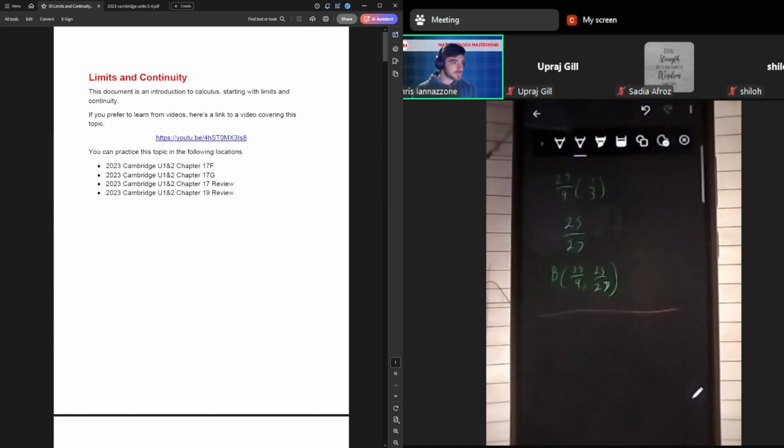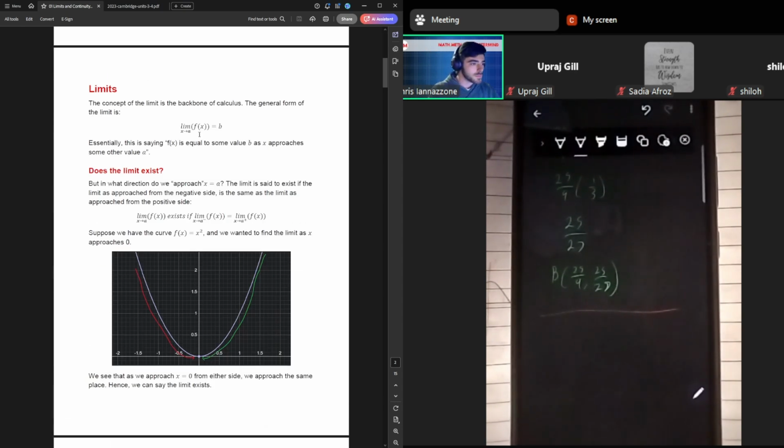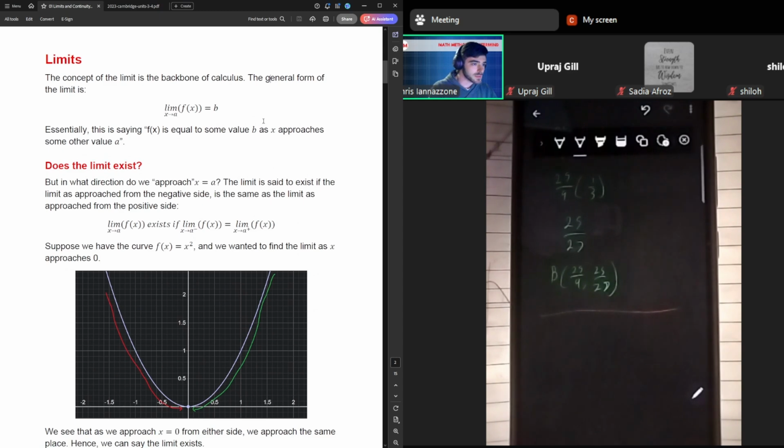Okay, so this class is going to focus on some more derivative stuff. Specifically, we're going to have a look at limits and continuity. So, limits. What's going on here?